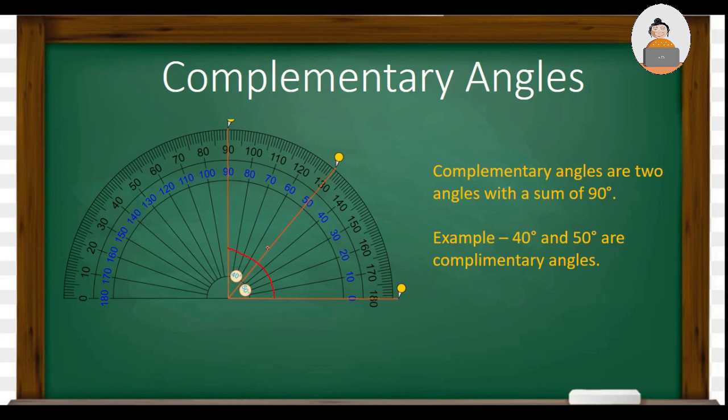We can have 70 degrees and 20 degrees, which will give you 90 degrees. So complementary angles are those angles that give you a sum of 90 degrees.